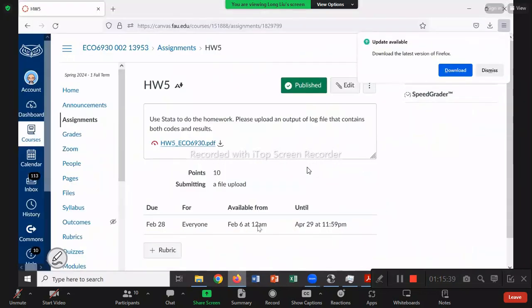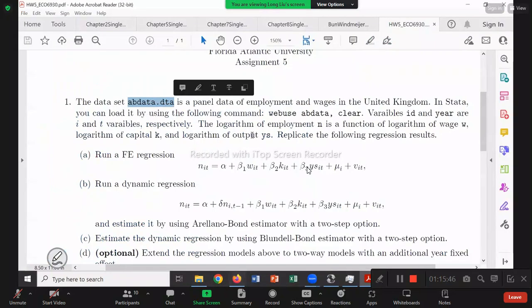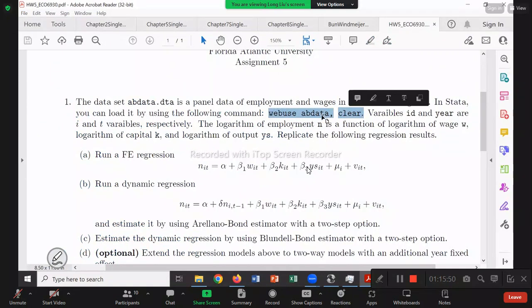I probably posted this data. Did I post it right here? Or maybe not. But anyway, if you have difficulty loading this data set, let me know. I can download a copy and email it to you.